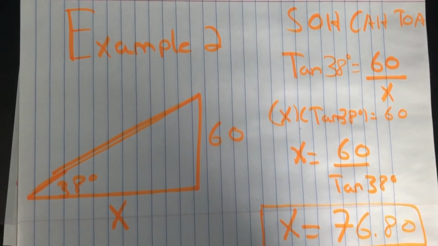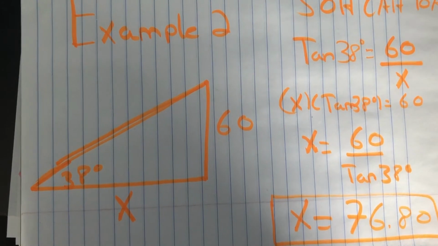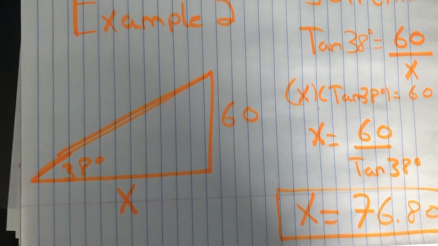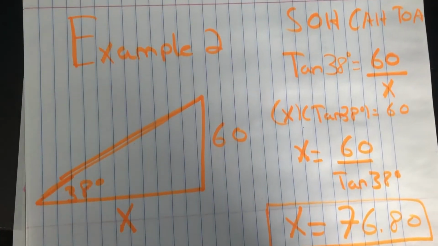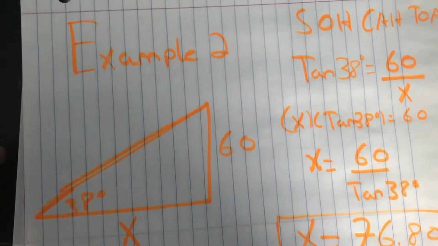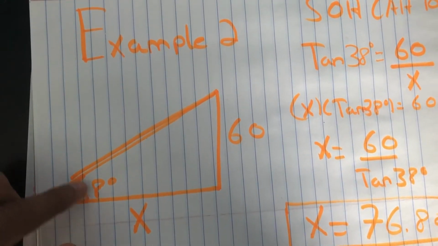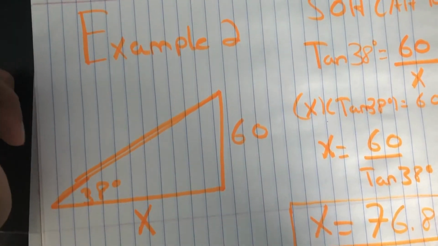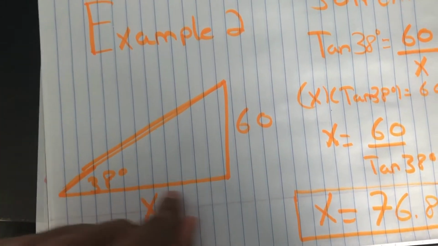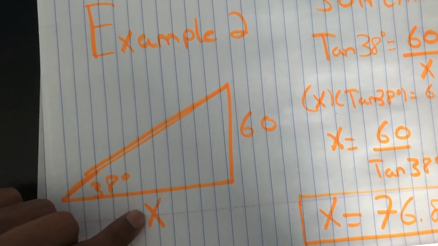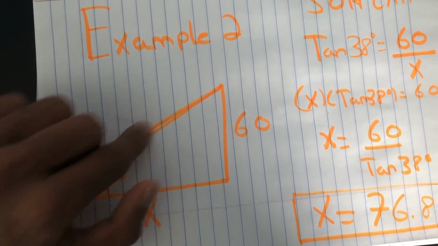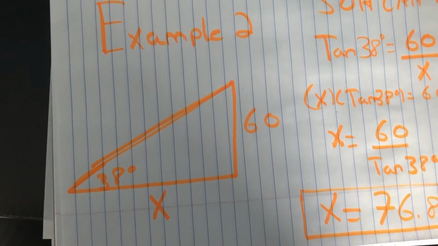Here's our second example. So I have another right triangle here, as you can see. Sorry I didn't write the right angle here, but it is a right triangle. And we have an angle of 38 degrees now, and we have another side with 60. But we're solving for this side now. Okay, so this is not the hypotenuse. We can rule that out because it's not the long side. The hypotenuse is right here.